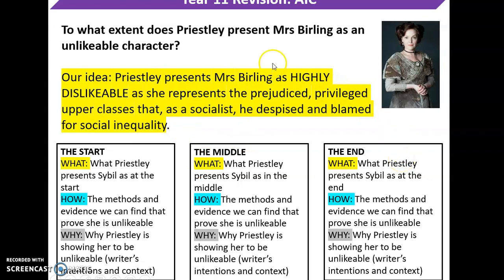Our overarching argument that we are trying to prove is that Priestley presents Mrs Birling as highly dislikable because she represents the prejudiced, privileged upper classes that, as a socialist, Priestley despised, and he blamed them for social inequality. And we're going to draw our evidence from the start, the middle, and the end. And for each of our sections, we're going to want a what, a how, and a why.